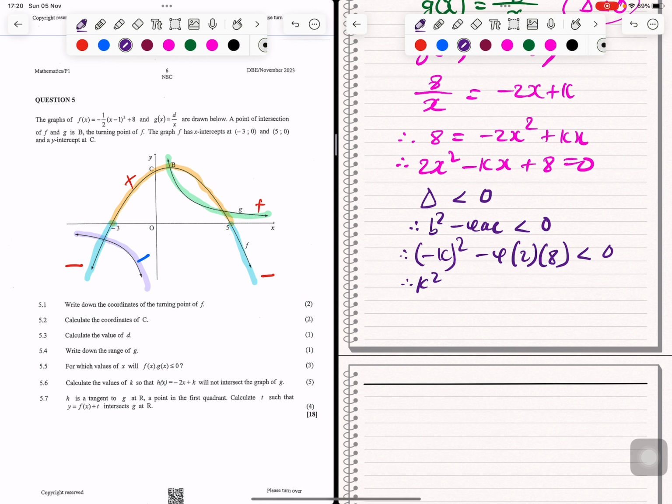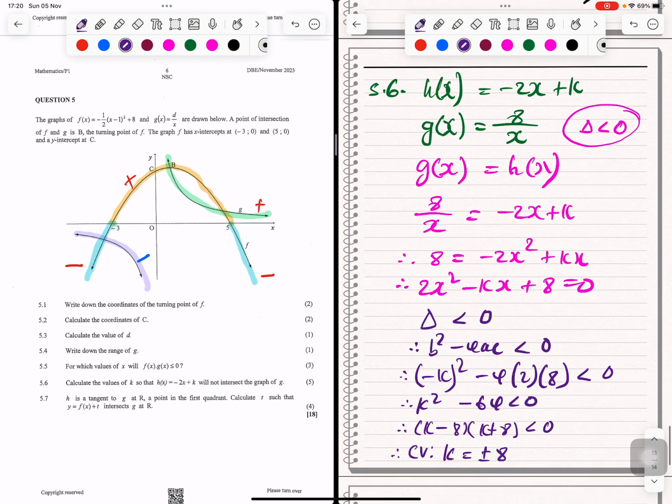Therefore you have k squared minus 8 times 8, which is 64, less than 0. You can think about it in terms of the inequality, where you have to factorize this and get your critical values. You get k minus 8 and k plus 8. So therefore the critical values of this are k equal to plus or minus 8, right?